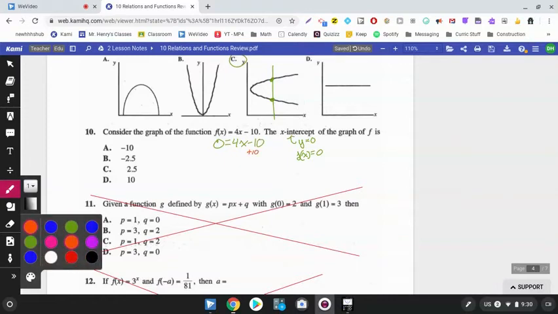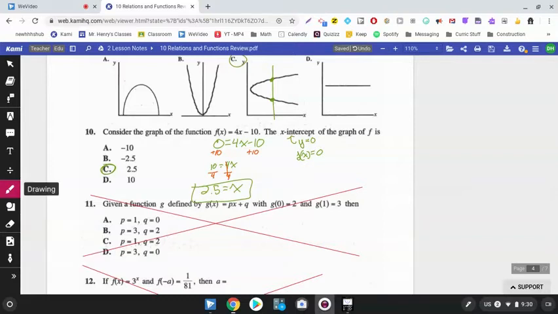Add 10 to both sides. You get 10 equals 4x. Running out of space. Divide by 4, divide by 4. 10 divided by 4 is 2.5 decimal. Hey, there you go. There's your solution. So, yeah, I don't care that it's written in function notation. It's the same as if it was just y's. It's no different.